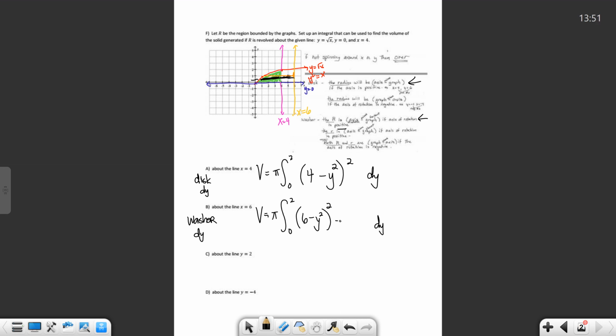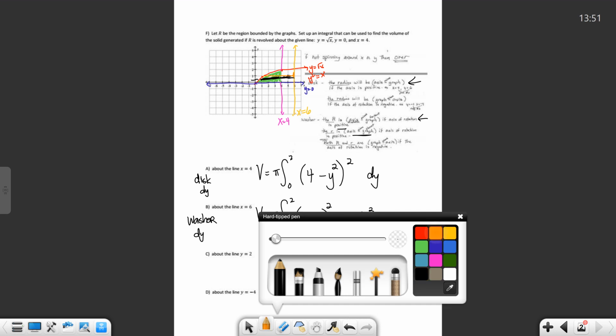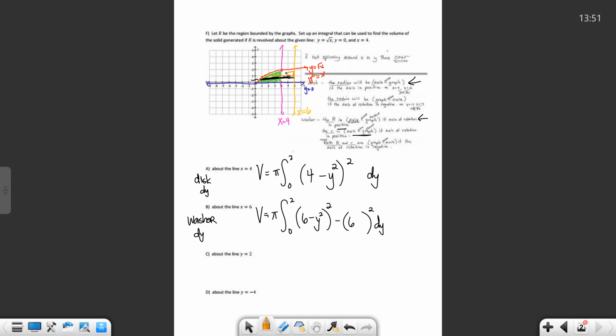And then little r is axis minus the closest graph. So our axis again is 6, and if we look at it, let me go back to that orange, we have to think about the closest graph to that yellow line. Well, the closest graph is going to be the pink line, which is 4.